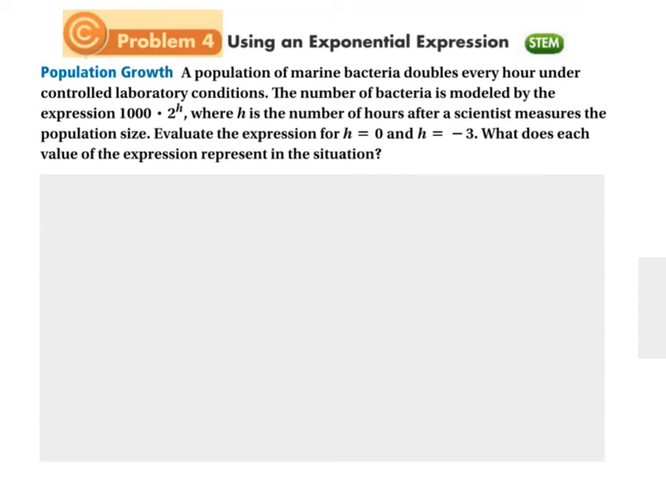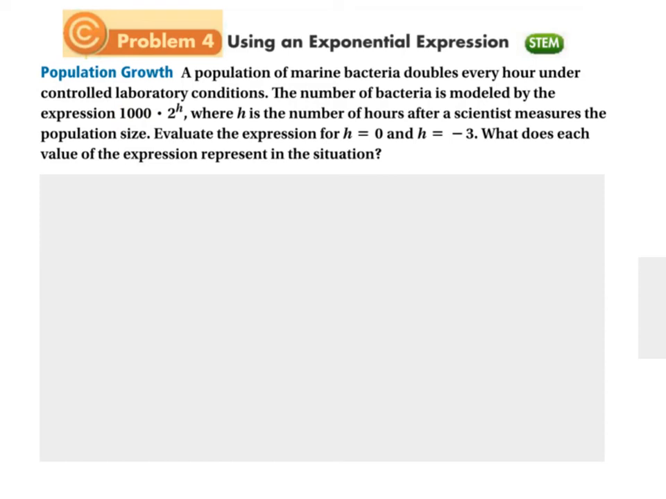Okay? Evaluate the expression for h equals 0 and h equals -3. What does each value of the expression represent? So let's just break this apart and think about it for a second. If it says 1,000 times this, then this must have been our initial starting population of bacteria. This is where we started.